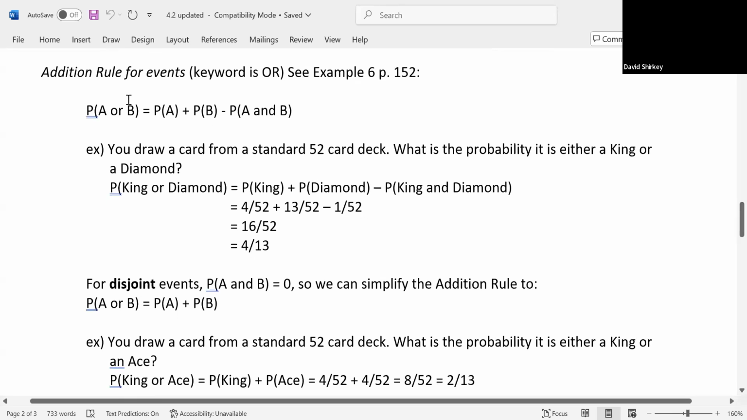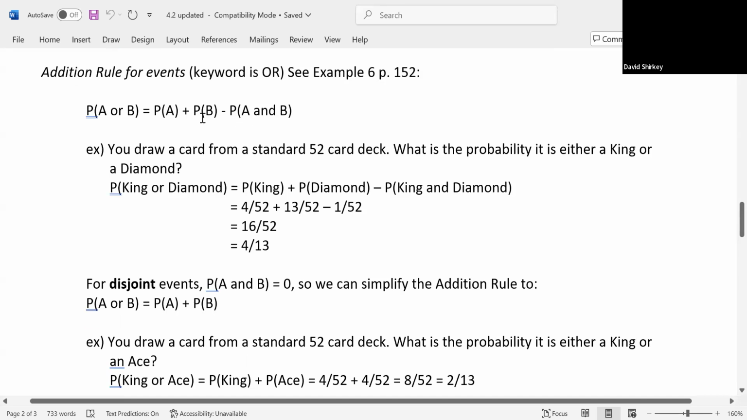All right. The addition rule for events. Previously, we were looking at things where the keyword was "and." Here you're looking for the word "or." So see example 6 on page 152. The rule for this is the probability of A or B equals the probability of A plus the probability of B minus the probability that A and B occurred.